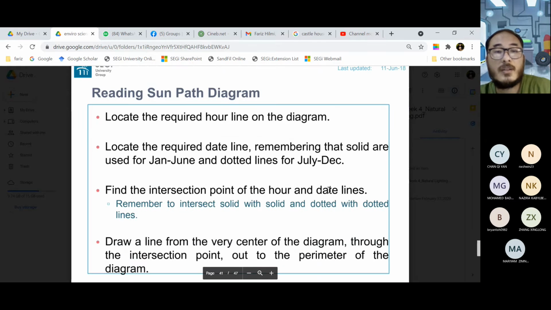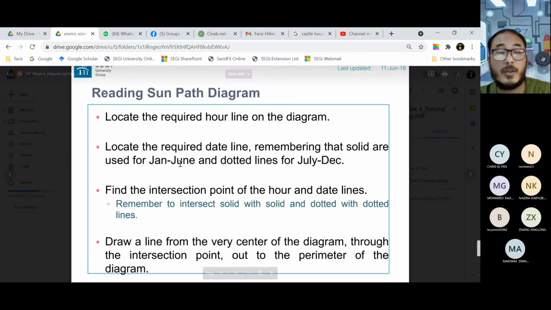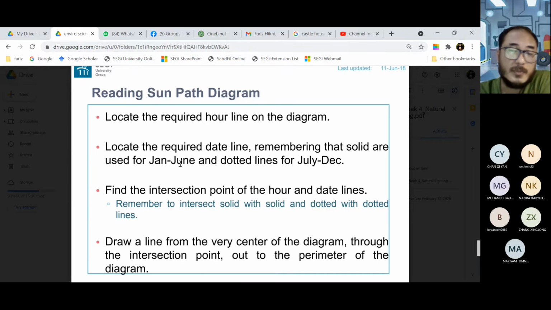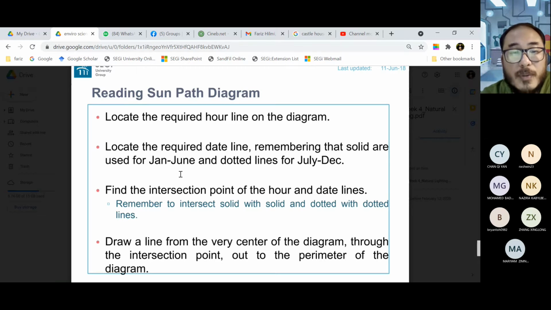So, reading the sun path diagram, the group just now, Brian, Jack, and Damien, also mentioned this. This is very important. How do we understand this? There are three major lines, correct? From there you can understand the longest time of the year, the shortest time of the year, and the average.